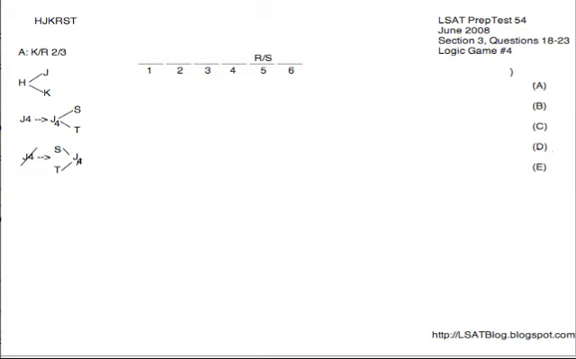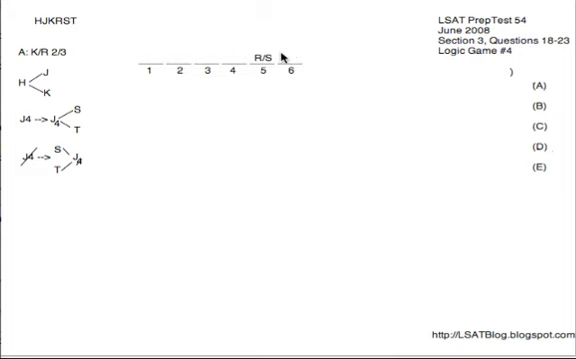Hey guys, this is test 54, game 4. This is the contract bids game. It's an ordering game. We know this because no two bids have the same cost, and as such they must have different costs, so there must be a ranking of their costs from 1 to 6 for the 6 bids.